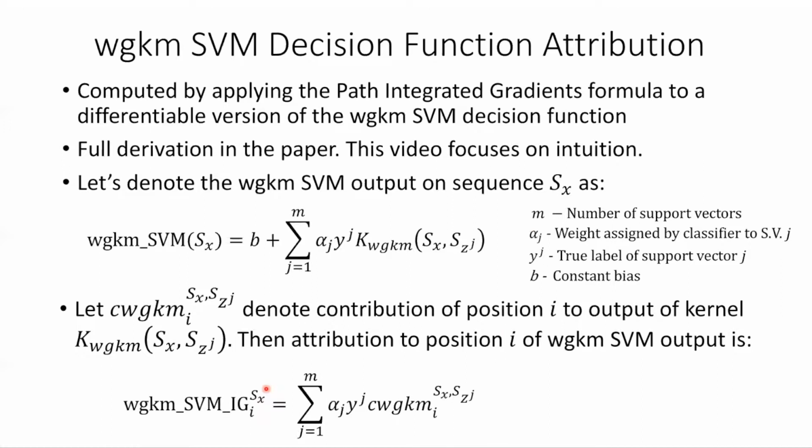And what does it turn out to be equal to? Nothing but a summation of the weighted contribution to position I from each of the support vectors. The contribution to position I from support vector SZJ is given by CWGKM_I(SX, SZJ). In the next slide, I'll explain this term in more detail.